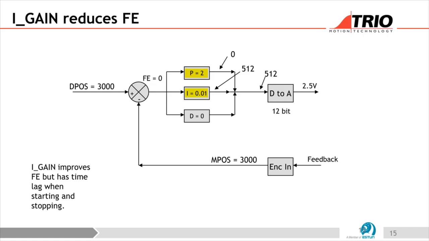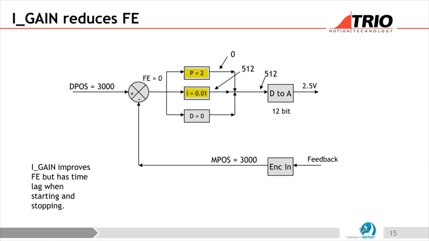So basically it just increments up until eventually you've got the I gain giving you all of the speed you want, and then you've got no following error, which is brilliant, except that it did take a few hundred milliseconds to do that, and then if I stop suddenly, it's going to take a few hundred milliseconds to ramp down again, so you get overshoots when you're using I gain.